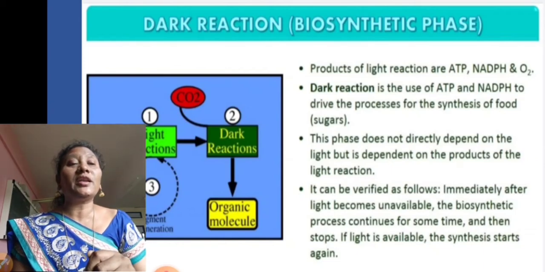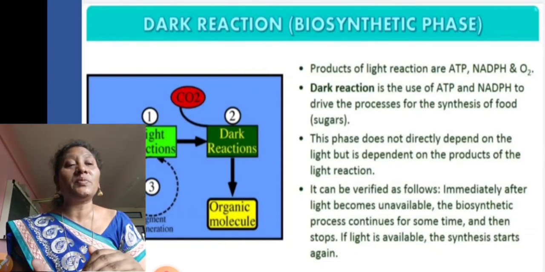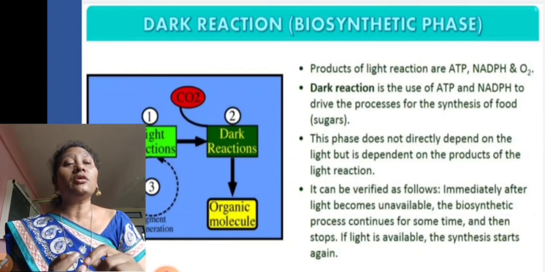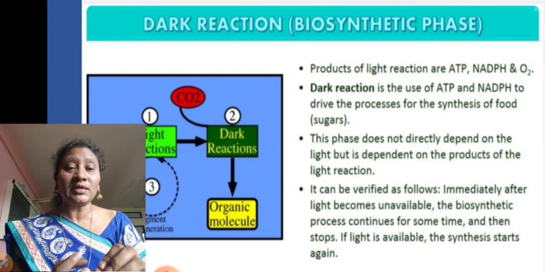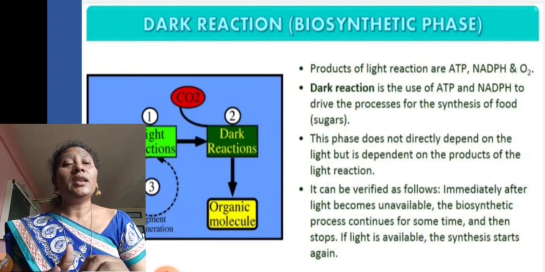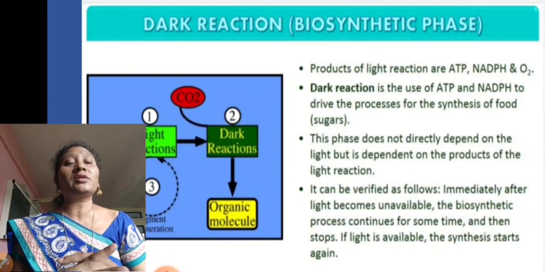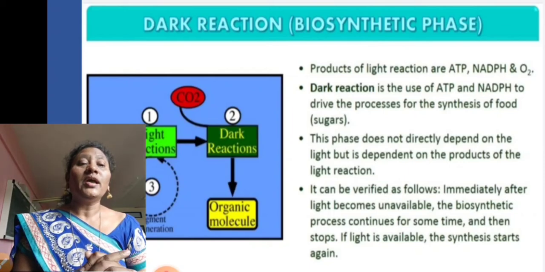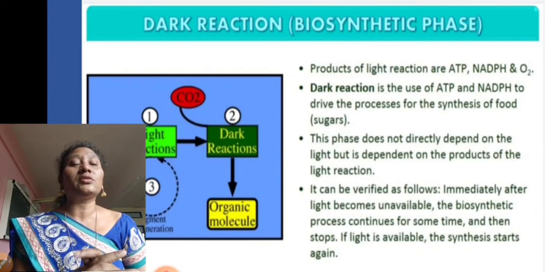So the products of the light reaction are ATP, NADPH and O2. The dark reaction is the use of ATP and NADPH. In the dark reaction, ATP and NADPH will be used to drive the synthesis of sugars. Carbohydrates will be derived in the dark reaction. This phase does not directly depend on the light, but it is dependent on the products of the light reaction. It can be verified as follows.